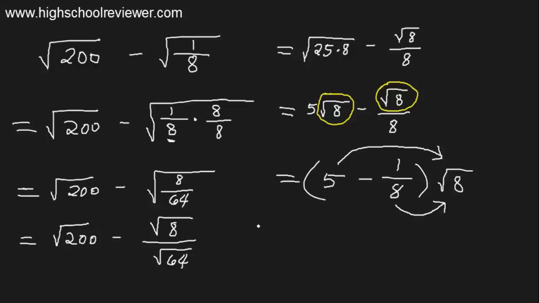This will give us 4 and 7 over 8 square root of 8, or this will give us 8 times 4, that will be 32, and 32 plus 7, that will be 39. So this will be 39 all over 8 times square root of 8. So 39 over 8 times square root of 8 is our final answer. Our next problem, okay, simplifying radicals.